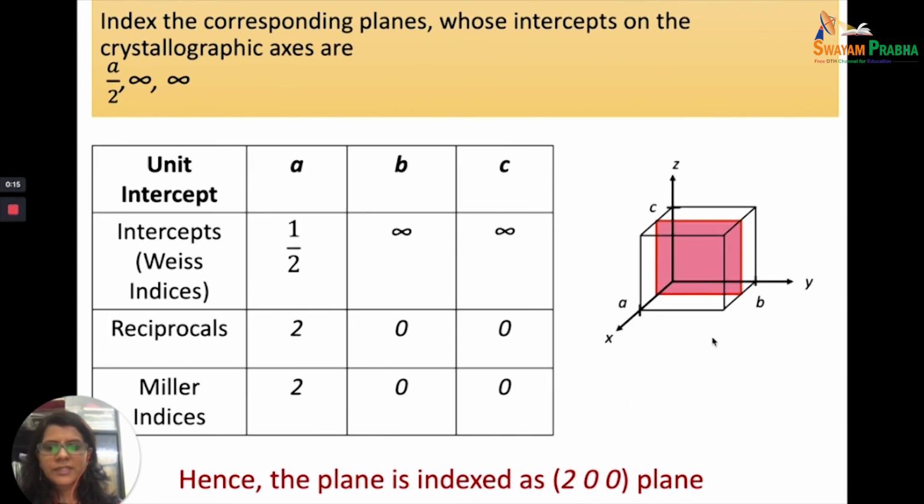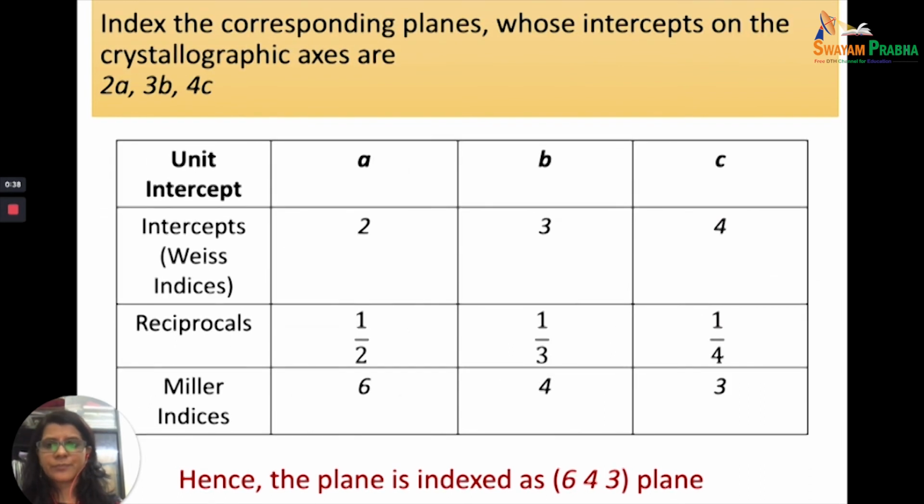Now look at this plane. This plane has made an intercept of 1 by 2 on the x-axis, parallel to the y-axis, parallel to the z-axis. So 1 by 2, infinity, infinity are the intercepts. You take a reciprocal, you get 2, 0, 0. So the plane is indexed as the 2, 0, 0 plane.